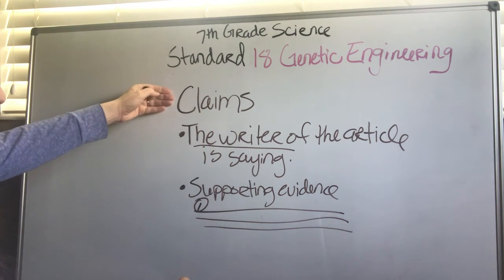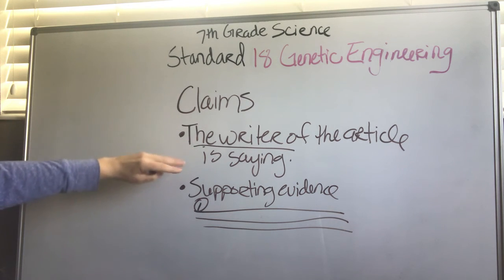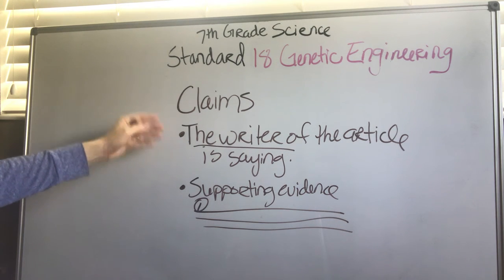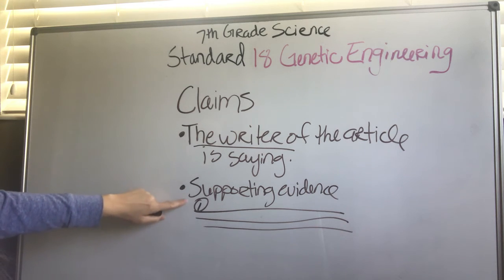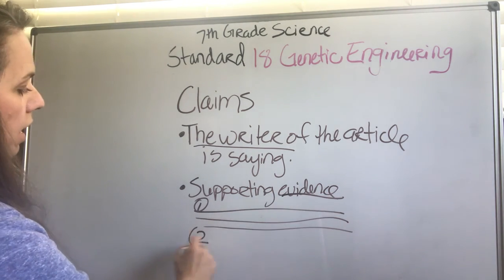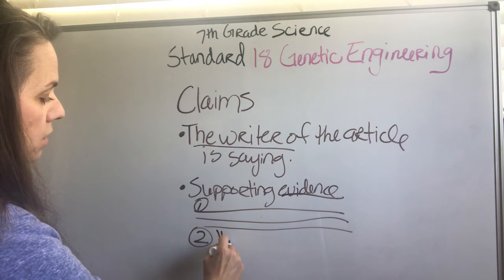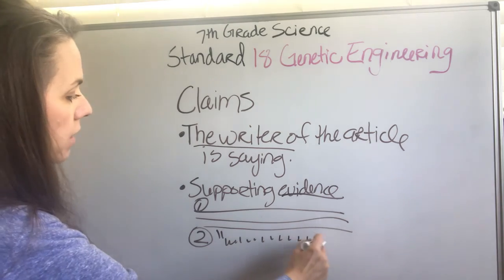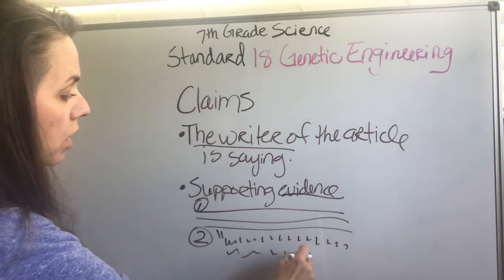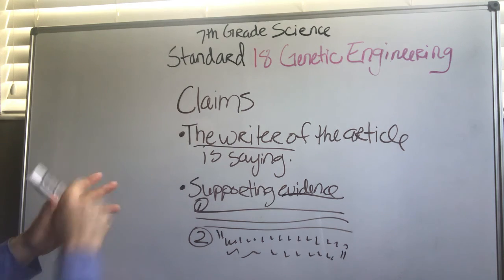Because if somebody's going to make a claim, they are saying it within their article. They're giving the words that support the claim. And they're giving the evidence. So you have to identify that. Or other times you just have to write, okay, this is what they've said, so you could just copy down the supporting evidence. Okay, so that is what we learned in Standard 18.